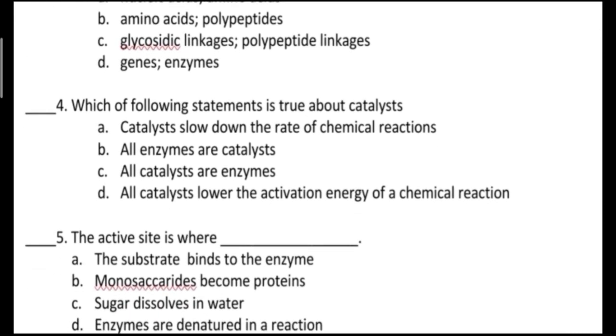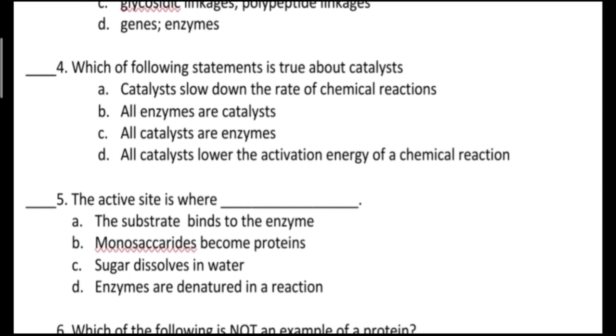Next one. Which of the following statements is true about catalysts? Catalysts slow down the rate of chemical reactions. That's wrong. All enzymes are catalysts, or all catalysts are enzymes. Catalysts lower the activation energy of the chemical reaction. So A and D are wrong, and it's just between B and C.